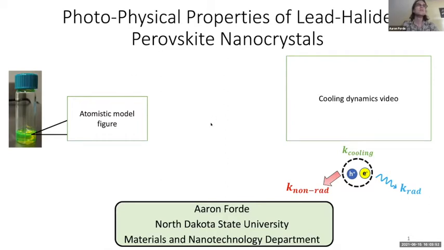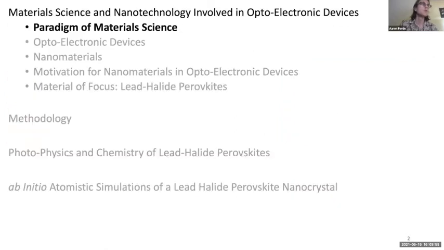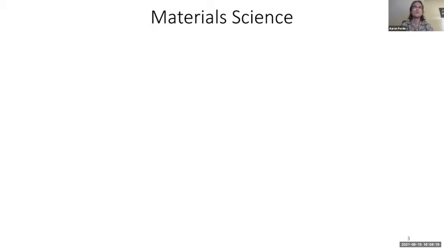Before we get to the material of focus, we'll give some background behind the material science paradigm, and why nanotechnology is important for future applications such as optoelectronic devices, which will be the most relevant technology application for the research that I've been doing. So material science as a whole, it's not really a discipline by itself, it's interdisciplinary, and it's more of a kind of a mindset.